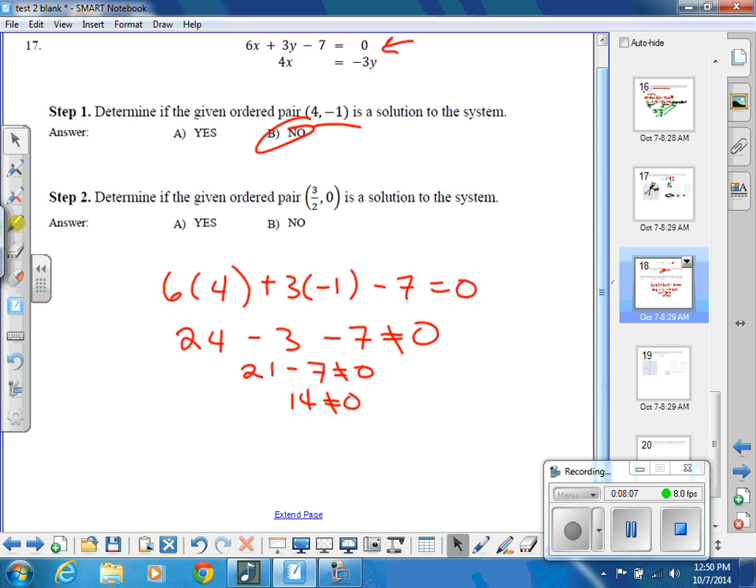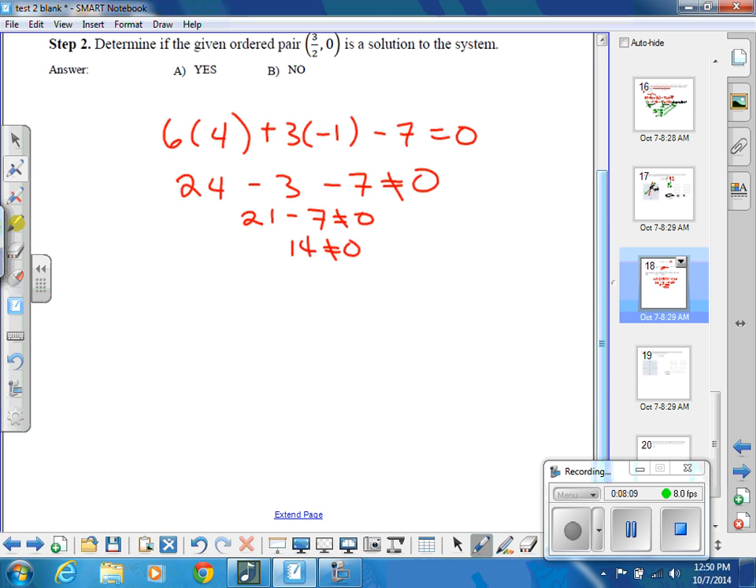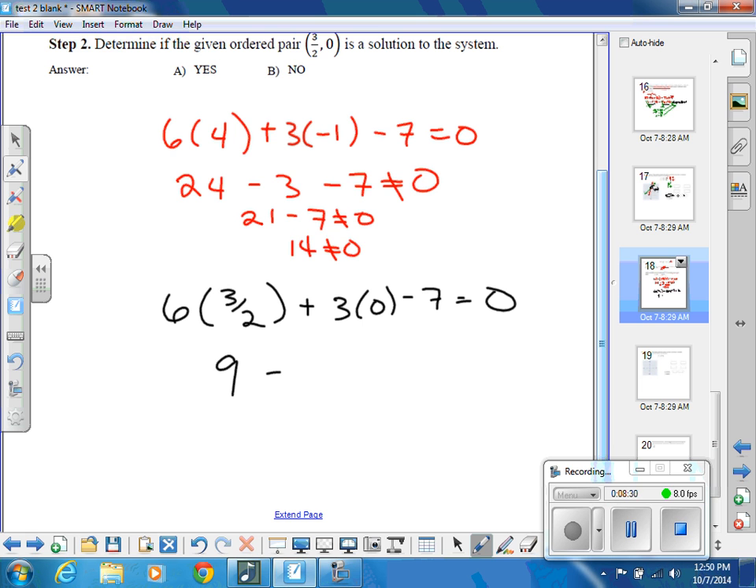And do the same thing. So start again, and I'm going to have 6 times 3 over 2 plus 3 times 0 minus 7. Does that equal 0? Okay. 6 times 3 over 2 is going to give me 18 over 2, which is going to be 9. This is 0, so I get 9 minus 7 equals 0. Well, that's 2, and 2 does not equal 0. So no, neither of them are solutions. So if I did get a correct solution, I get 0 equals 0, or the same thing on both sides, okay? So make sure you test both equations whenever you do this on the exam.